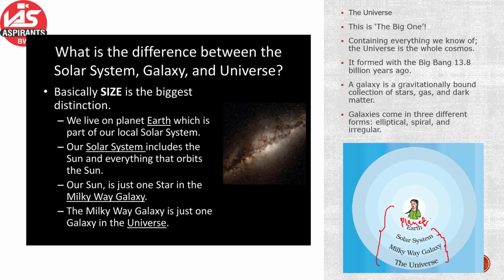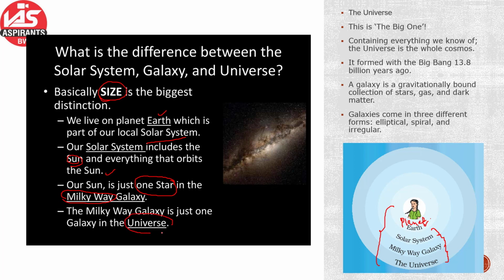So basically, the size is the criteria by which we have a distinction between these. So we live on planet Earth. Earth is part of the solar system, which is bigger than a planet. Then solar system, it includes the sun, which is our star, and everything that orbits around the sun, that is the planets. Then our sun is just one star in our galaxy, and our galaxy is known as the Milky Way galaxy or the Akashganga. And there are many such galaxies in the universe.